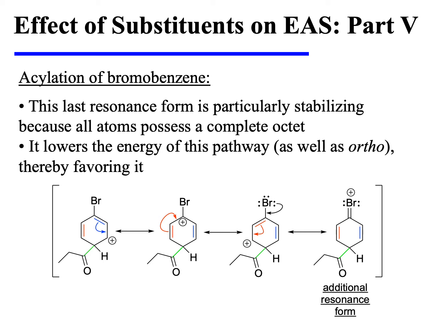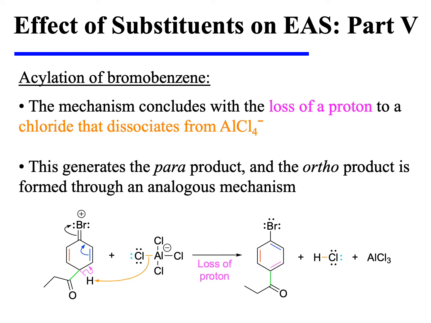Note that the exact same phenomenon would occur in the ortho pathway, and in fact it's a wise idea to pause the video at this point and to draw out the mechanism for the ortho pathway to convince yourself that the sigma complex has four analogous resonance structures. The mechanism concludes with loss of a proton to a chloride that dissociates from the aluminum tetrachloride anion. This generates the para product, and as we've noted previously, the ortho product would result from a similar pathway.